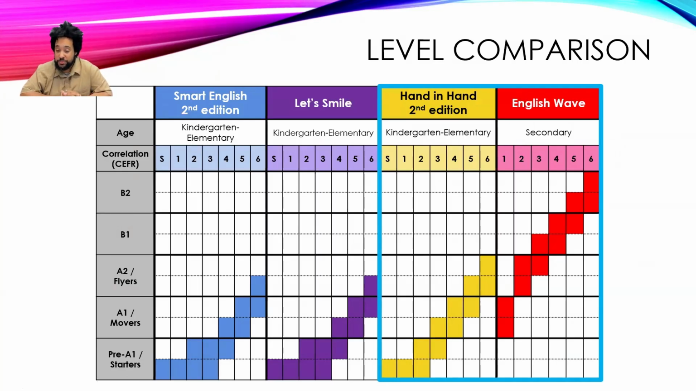In case you are familiar or not familiar, Hand in Hand second edition is an elementary course book. It starts at the pre-A1 series and goes all the way to the A2 or A2 plus level for those of you that are interested in the CEFR leveling. And English Wave is going to have some overlap, but it's going to be a secondary course book. So even though there is level overlap, there are some critical differences between the A1 level, which is the beginning level of English Wave, and then as you can see, it goes all the way up to the B2, B2 plus leveling.